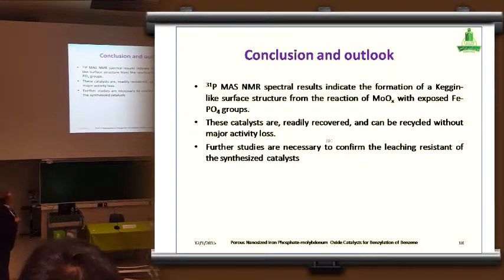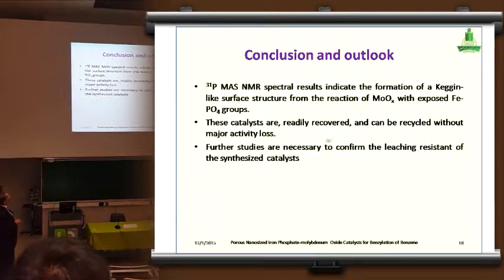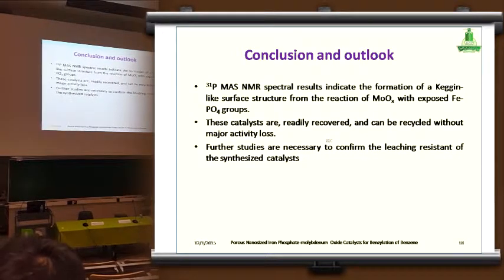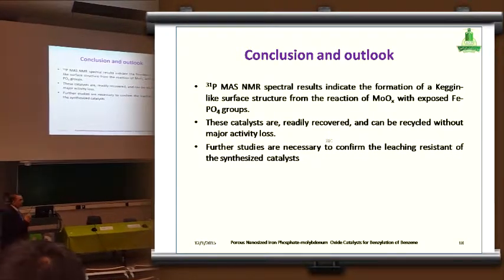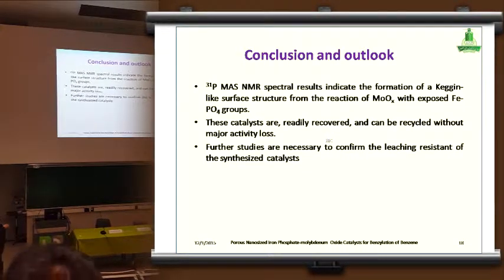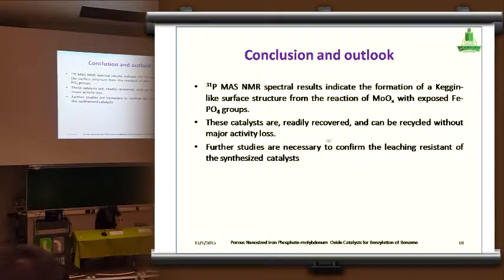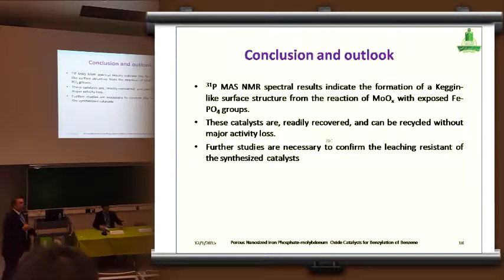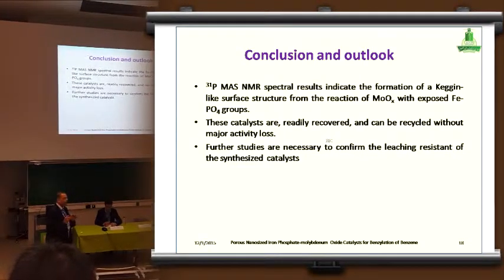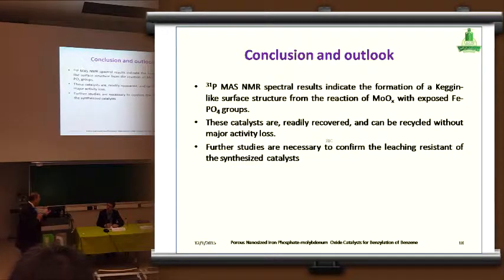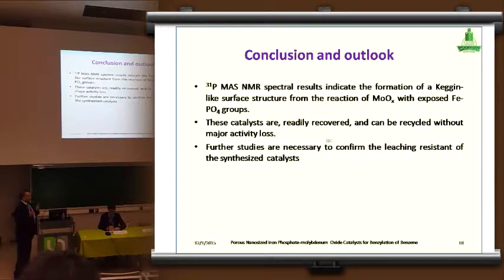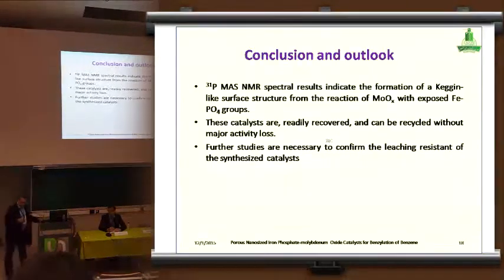Phosphorus MAS NMR spectral results indicate the formation of the Keggin structure, and these catalysts are readily recovered. We tested the catalyst many times, tested the regeneration, so it's recovered more than 3 times using filtration, washing, and reusing the catalyst itself. But we need further studies in order to confirm the leaching resistance. We tested the liquid itself by ICP-MS. We didn't find any formation of iron inside the product, but it needs more work for the filter itself. We need to test the filter itself for this.